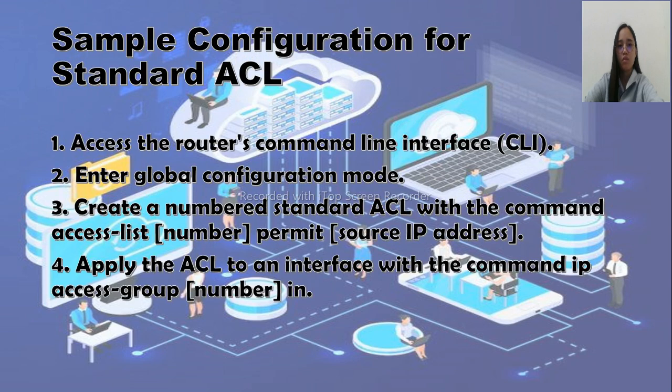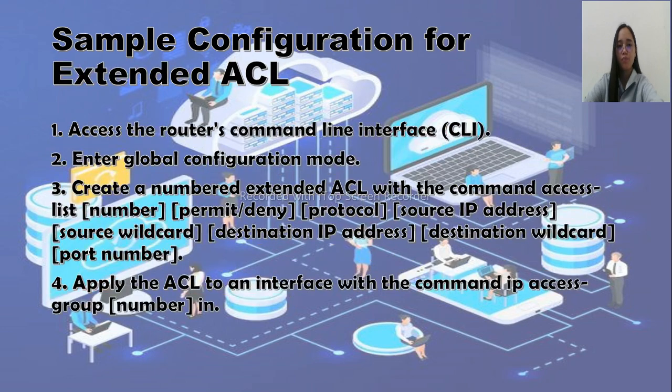Sample configuration for standard access control list. First, access the router's command line interface. Second, enter global configuration mode. Third, create a numbered standard access control list with the command access-list. Lastly, apply the access control list to an interface with the command ip access-group.